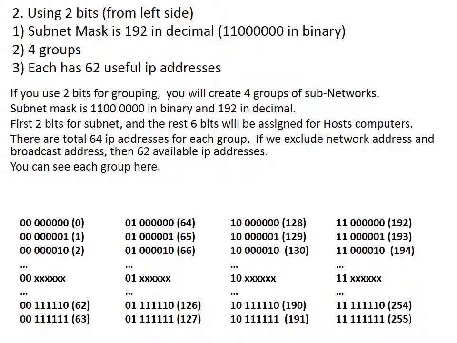If you use 2 bits for grouping, you will create 4 groups of subnetworks. Subnet mask is 11000000 in binary and 192 in decimal. The first 2 bits are for subnet, and the remaining 6 bits will be assigned for hosts' computers. There are a total of 64 IP addresses for each group. If we exclude the network address and broadcast address, then there are 62 available IP addresses. You can see each group here.